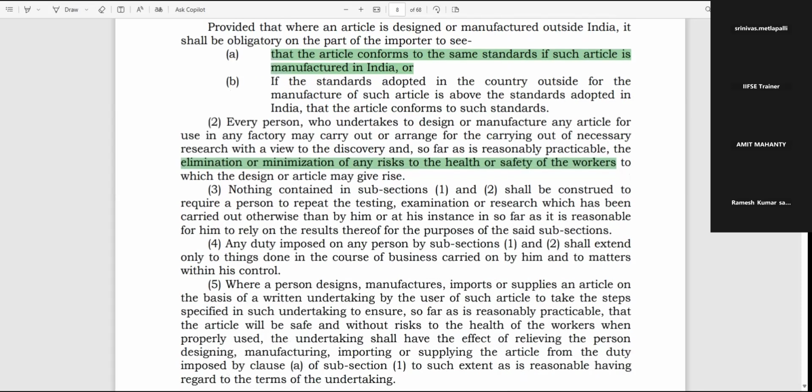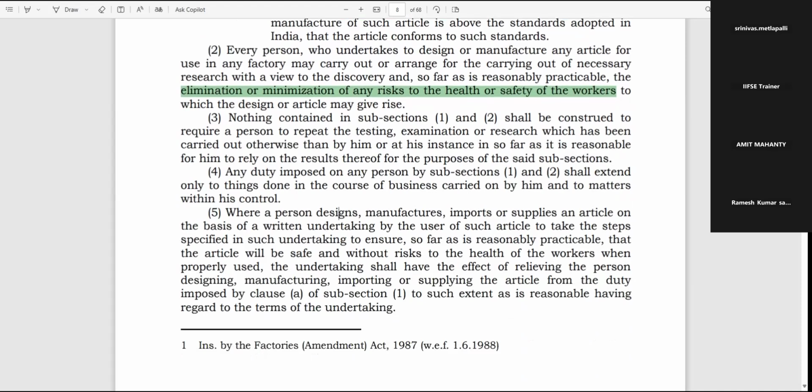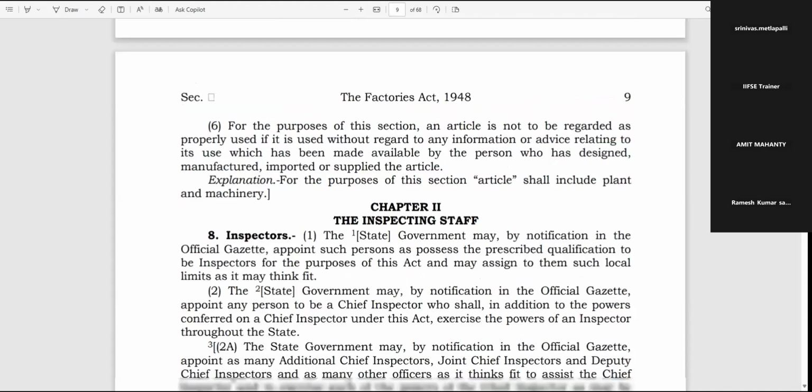Then elimination and minimization of any risk to the health and safety of the workers. So every person who undertakes the design or manufacture of any article for use in a factory may carry out or arrange the necessary research with a view to the discovery and, so far as reasonably practicable, eliminate or minimize the risk to the health and safety of the workers. Okay, then these are the other provisions.